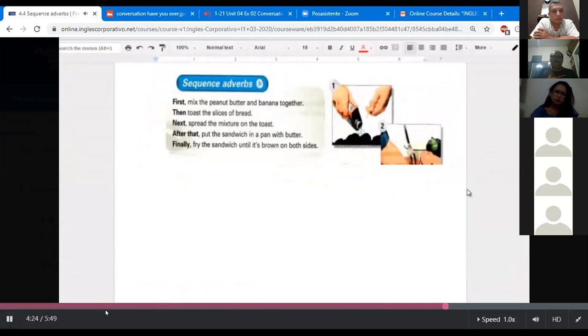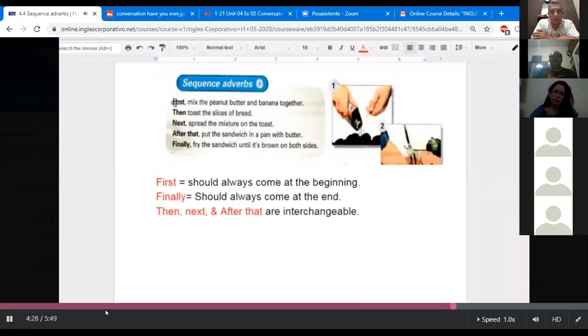And what I would like to point out when talking about this topic is that first should always come at the beginning whenever we want to explain some sort of process or we want to give some sort of recipe. Finally should always come at the very end, so that should be your concluding step.